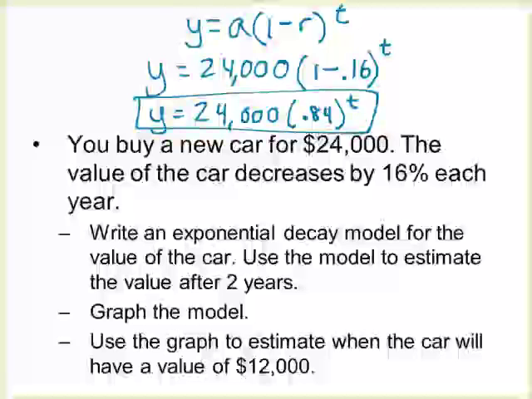Part A also says, find the value of the car after 2 years. How do we do that? Plug in a 2 for t. So in the calculator, we do 24,000 times 0.84 to the power of 2, and that gives me 16,934. So after owning the car for 2 years, it's close to 17 grand, which means a loss of 7 grand over 2 years.